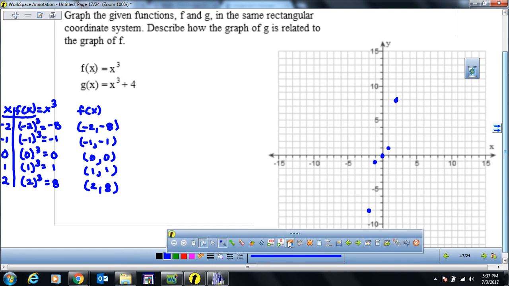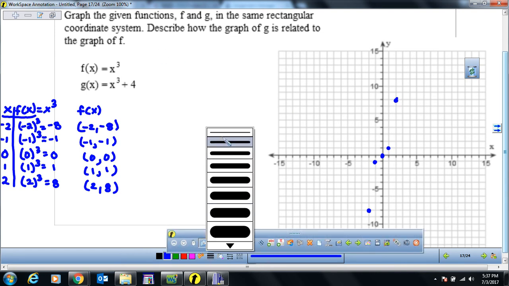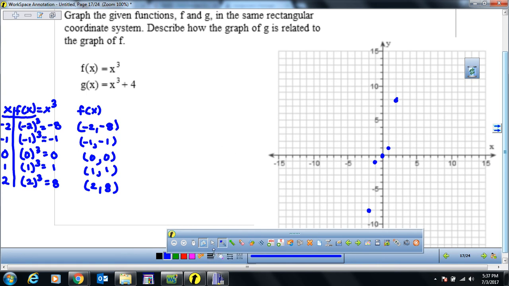So the graph of f of x equals x cubed is always going to have the following shape. It basically has a nickname. It's called a snake. This is basically the shape of x to the third power. Okay, so this is a graph of f of x.